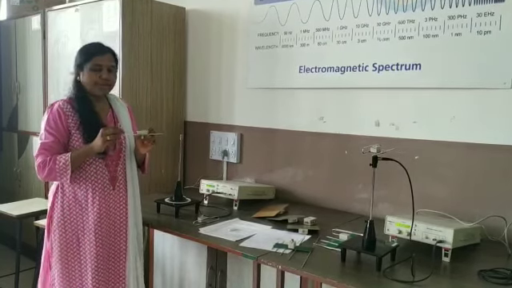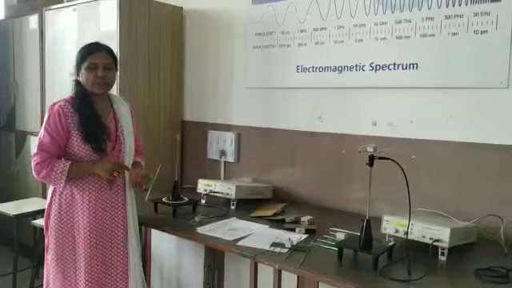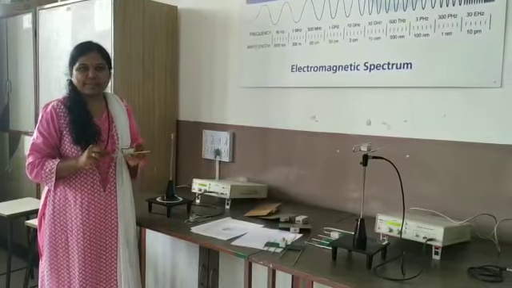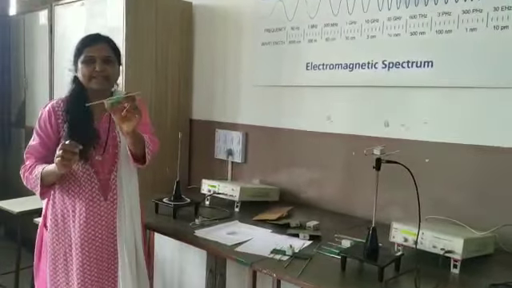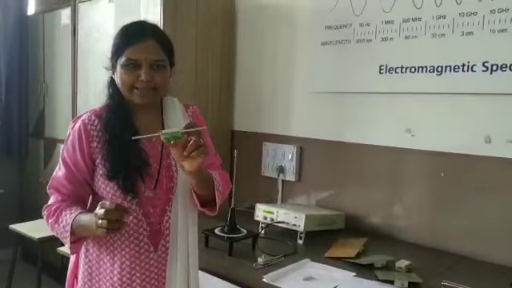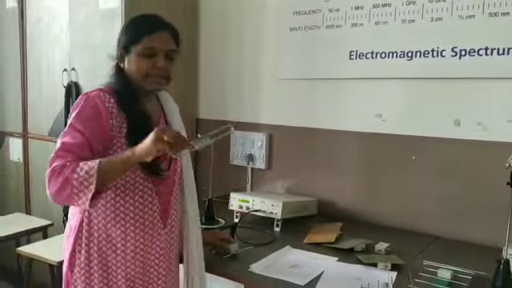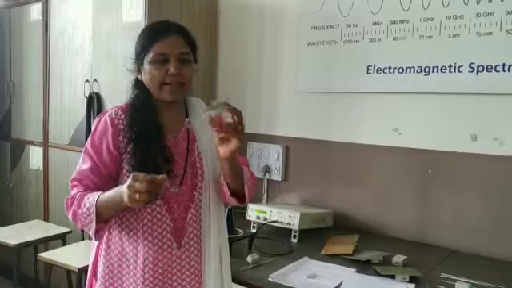Now we are going to see how to perform this experiment. First of all, I will tell you the different types of antennas. This is nothing but the simple dipole antenna. Then this antenna is called a folded dipole antenna.